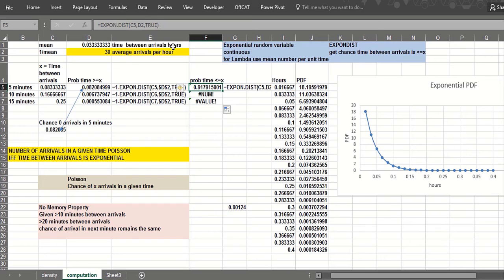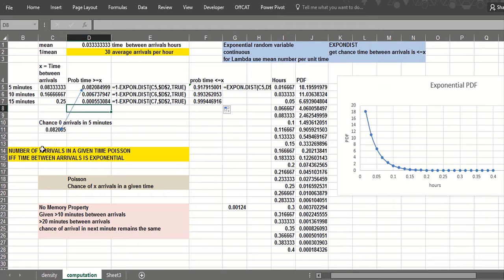Now there, I guess I didn't put a dollar sign on the 2 there. Okay, so the chance that it would be less than or equal to 15 minutes between arrivals is like 0.9995. So the chance to be 15 minutes or more between arrivals is going to be 5 in 10,000.